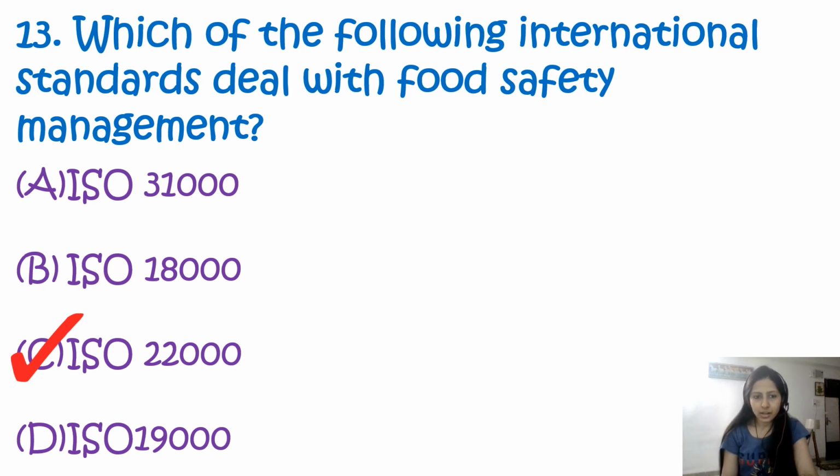Whereas ISO 31000 is related to risk management, and ISO 18000 is related to occupational health and safety management, whereas ISO 19000 is a series of standards which are related to environmental management. So over here my correct option will be option number C, that is ISO 22000.